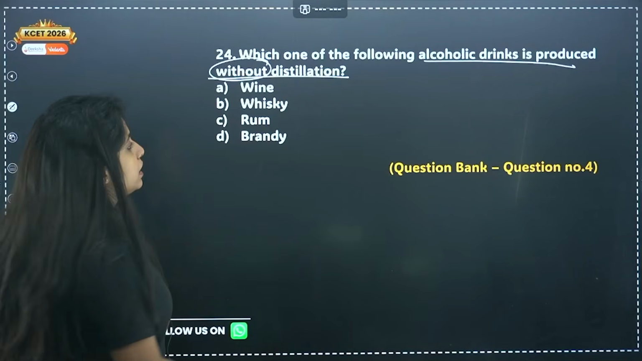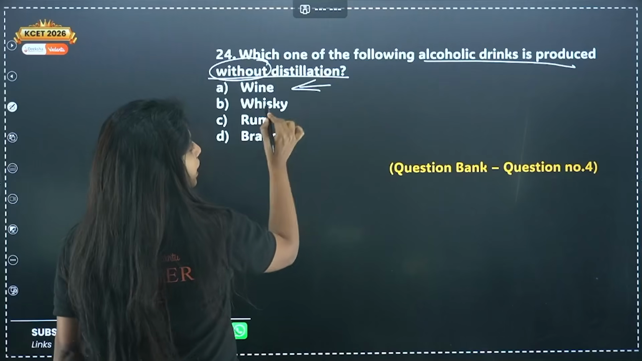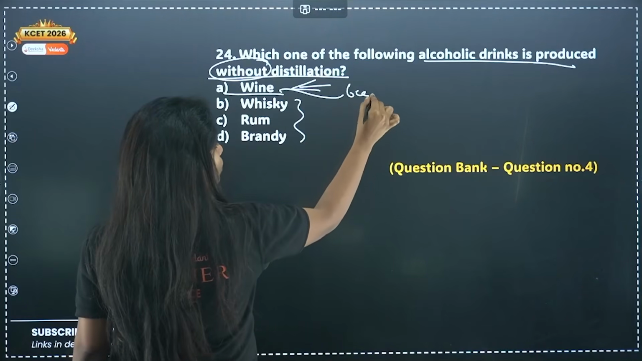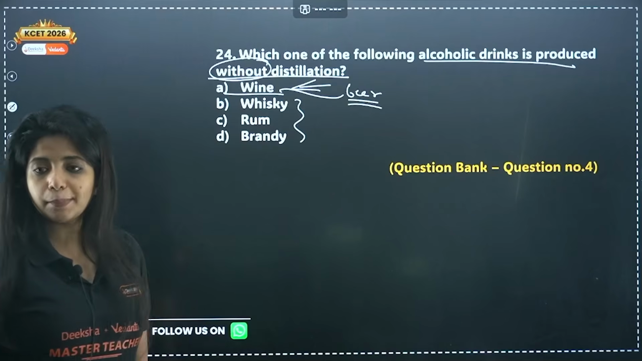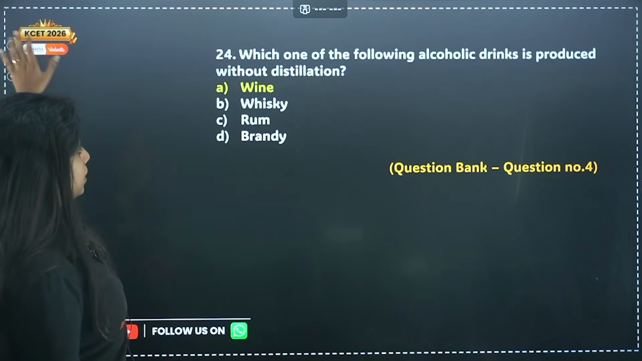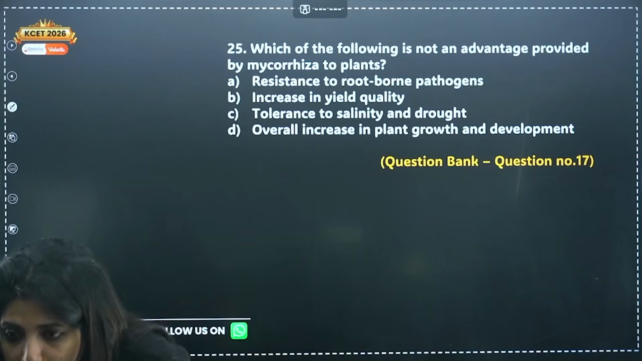So without distillation it will be what? It will be wine. With distillation it is these two things. So it will be wine, or it can also be beer. Got it? Yes. Just a second, okay?